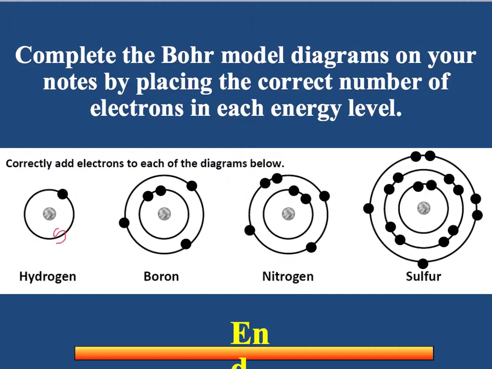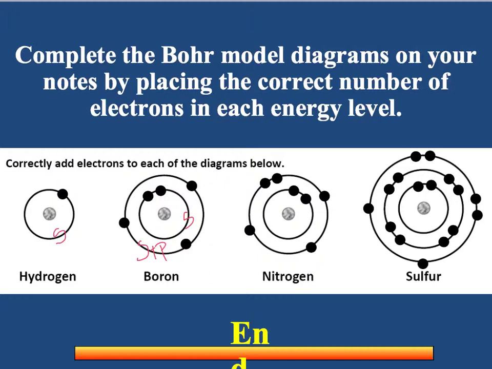Boron has 5, so we would actually need 2 because we know S can only hold 2. So we need S and P. And we would put our first 2 in S, and then we put our other 3 in energy level number 2.